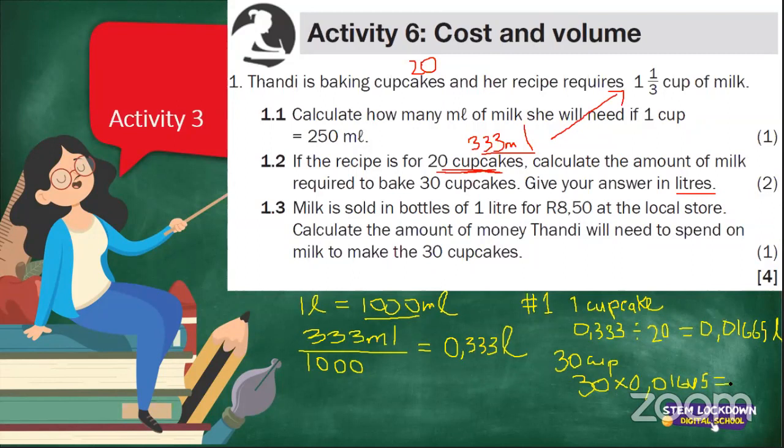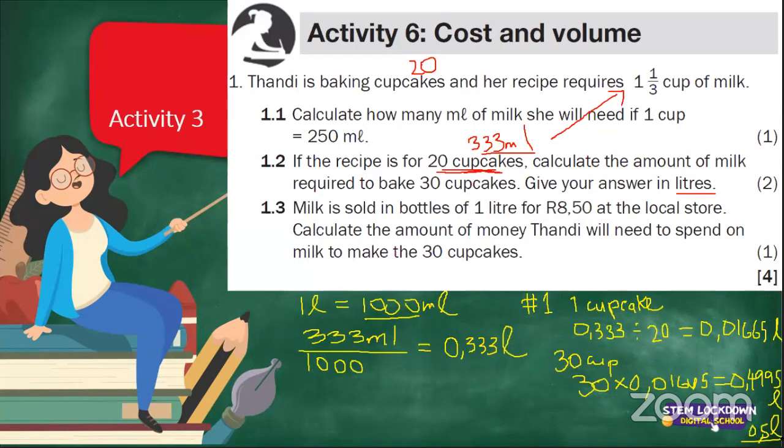So the answer, okay, I'm getting answers from you guys. It's 30 times 0.01665. So your answer is 0.4995. This is about half a liter, actually equal to 0.5. If it's all rounded off, it will be 0.5 liters, right? That is a longish way of doing the sum.